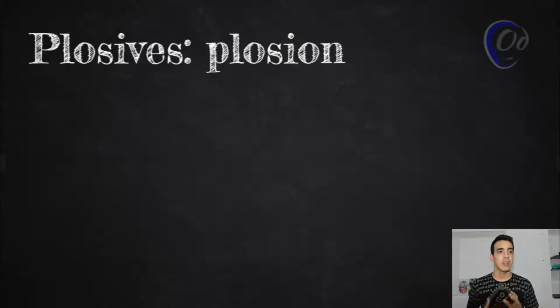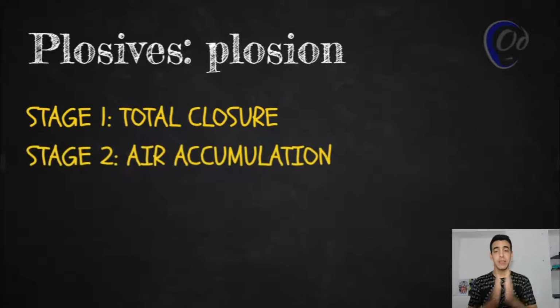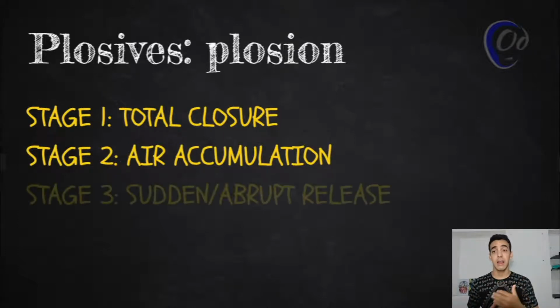The plosive sounds make a plosion when they release the air after blocking it. We have three stages within plosive sounds. Please remember this forever: three stages. Because we will need these stages later on.